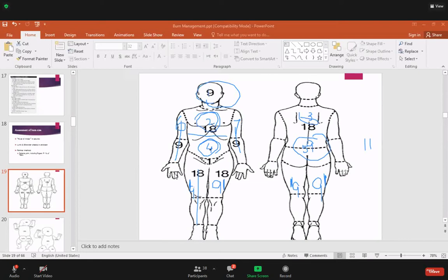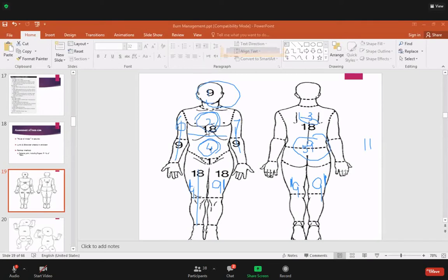You can be given questions like a patient presents to you with burn to the whole right upper limb and anterior half of the chest. Now, when it is said anterior half of the chest, what does it mean? What do you mean by anterior half of the chest?